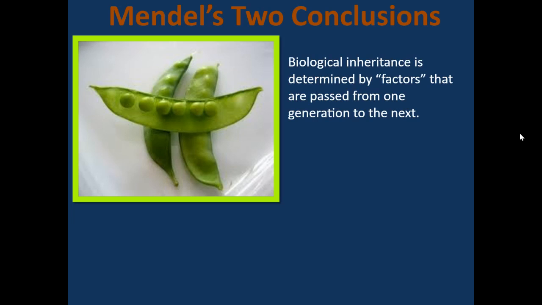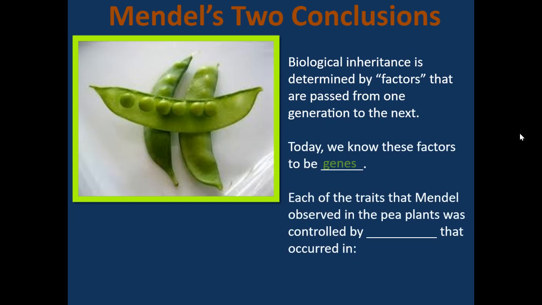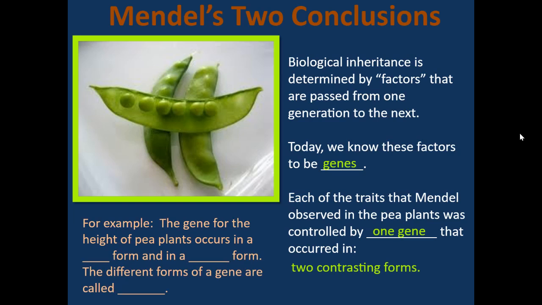But in conclusion, he discovered that there were certain factors that get passed along. Today, we know those factors to be genes. And each of the traits that Mendel observed in his pea plants was controlled by one gene, and it had two contrasting forms. So the gene for the height of pea plants occurs in either a tall or a dwarf form. Those different forms of a gene are known as alleles.